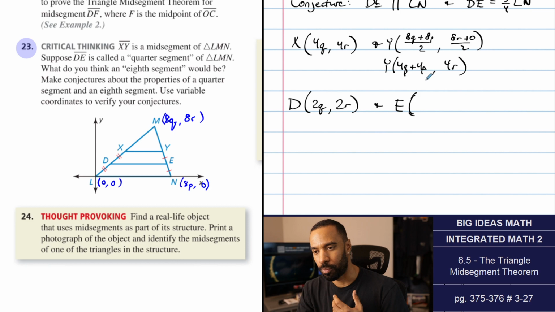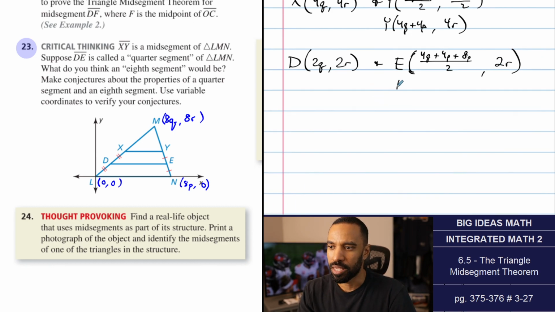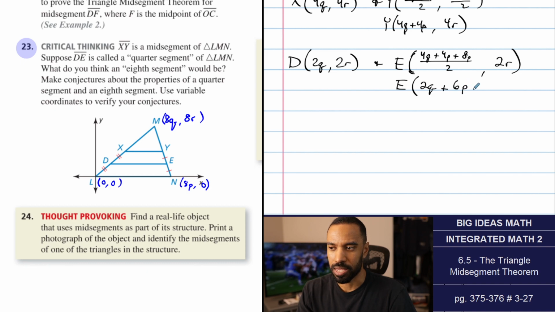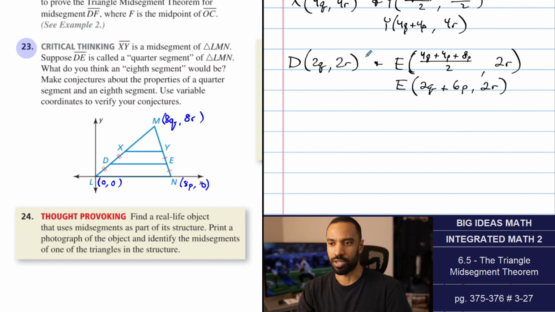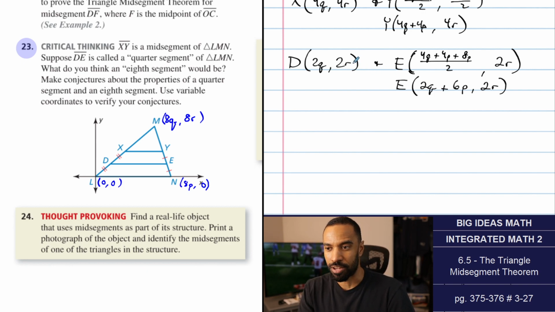Yeah, so I think I really got to do the math on that one. So 4Q plus 4P plus 8P divided by 2. This other one's a lot easier. From 4R to that is also 2R. That shouldn't change. But E is going to be at 4P plus 8P is 12P. So 4Q over 2 is 2Q, and 12P over 2 is 6P. So there's E's coordinate point. So D and E look like that. And we're going to have to use those for the 8th segment eventually as well.